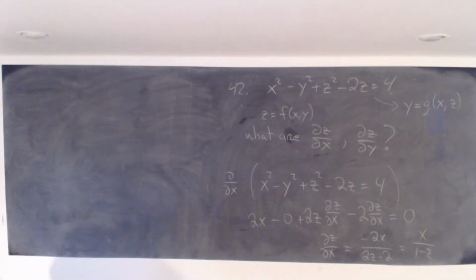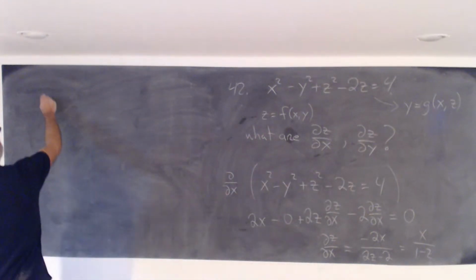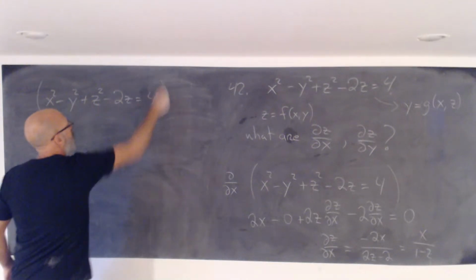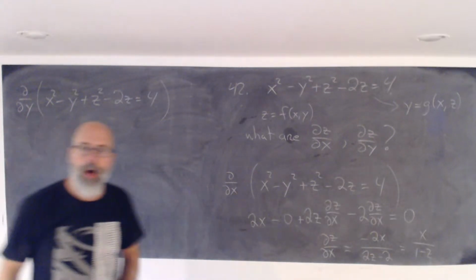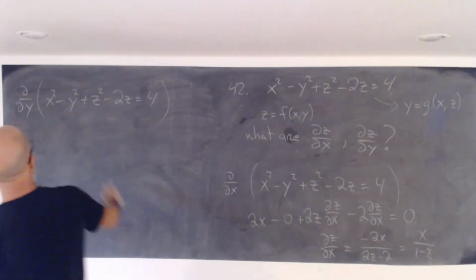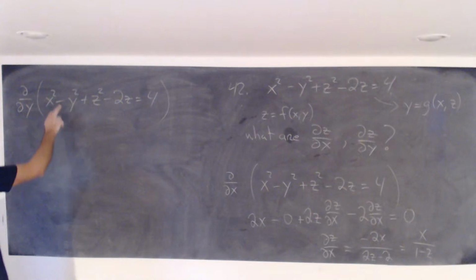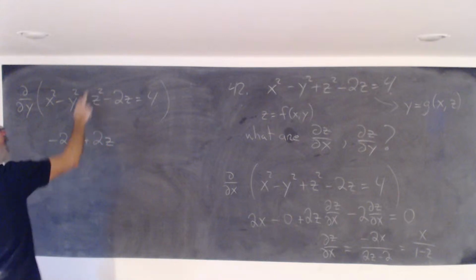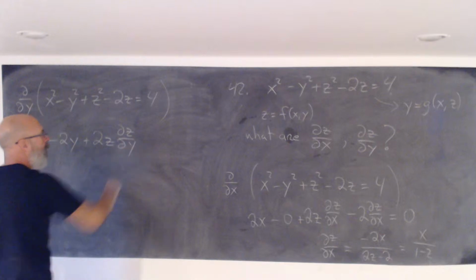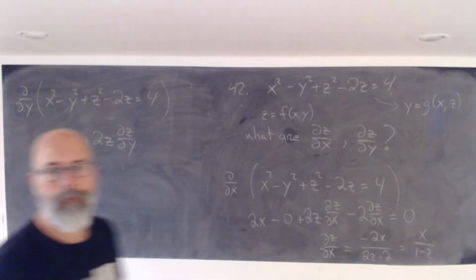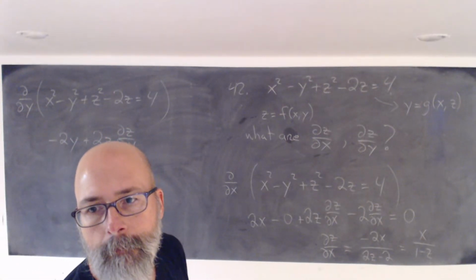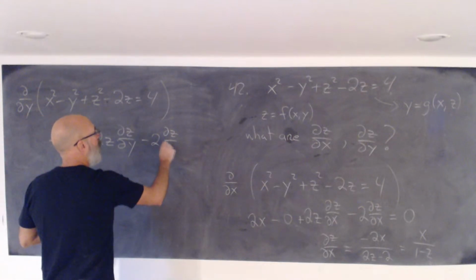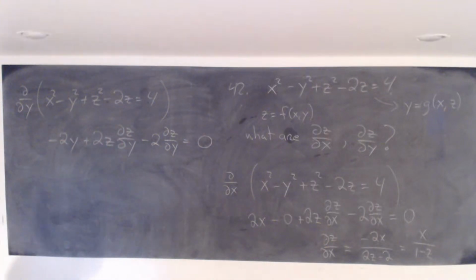Let's repeat with dz dy. Start with your equation again. Differentiate the whole equation with respect to y. The derivative of x squared, that's 0 because x is treated as a constant. The derivative of y squared, minus 2y. The derivative of z squared, that's something squared, so 2z, times the derivative of the inside. Z is a function of both x and y. Minus 2, the derivative of z with respect to y. The derivative of 4 is 0 again.